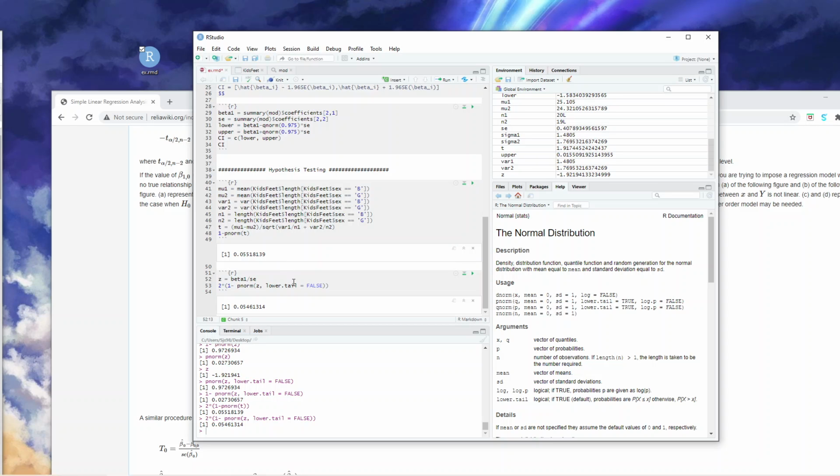Like your estimated coefficient beta 1 hat is either greater than or equal to 0 or less than or equal to 0. But you can also do a two-tail test. In that case you can argue that my null hypothesis is, yes, there is no difference between boys and girls, so the coefficient is supposed to be 0, right?